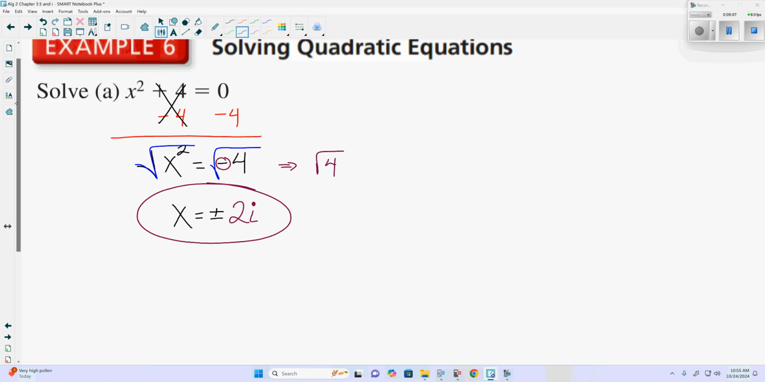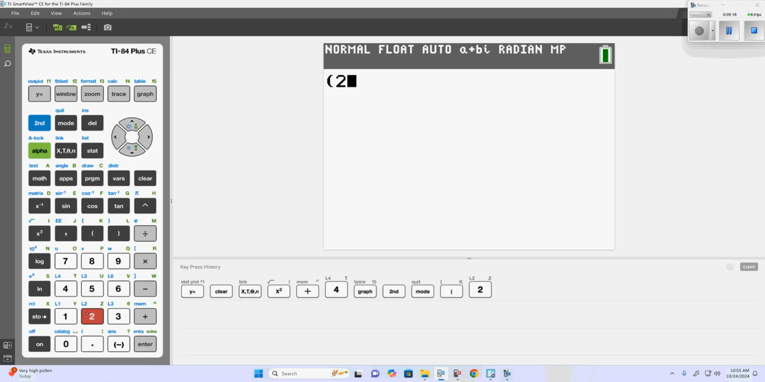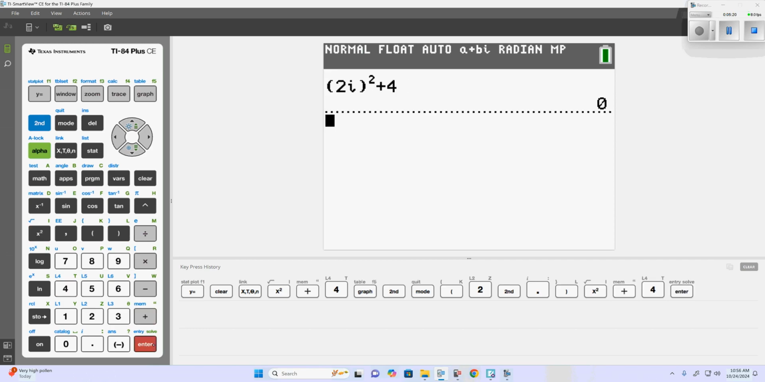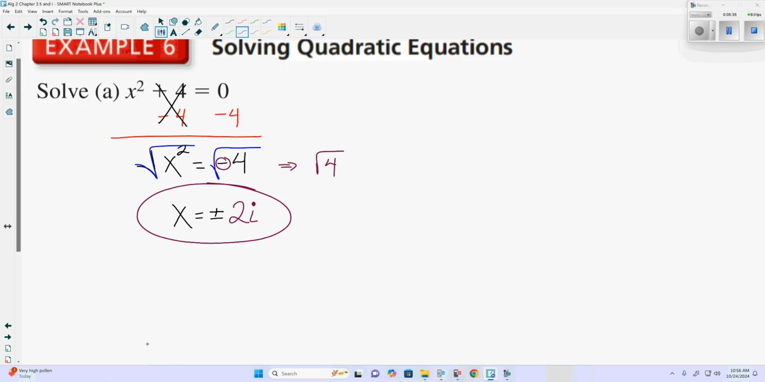And that's it. Now, if we wanted to check this here, we can check it in the graphing calculator. x squared plus 4. So we can say 2i squared plus 4 is 0. Negative 2i squared plus 4 is still 0. So 2i and negative 2i are our two solutions.